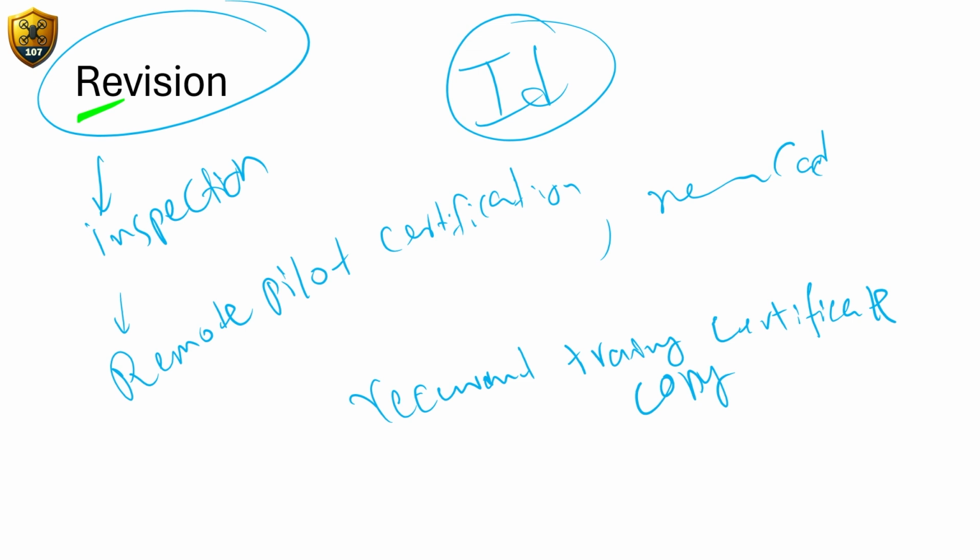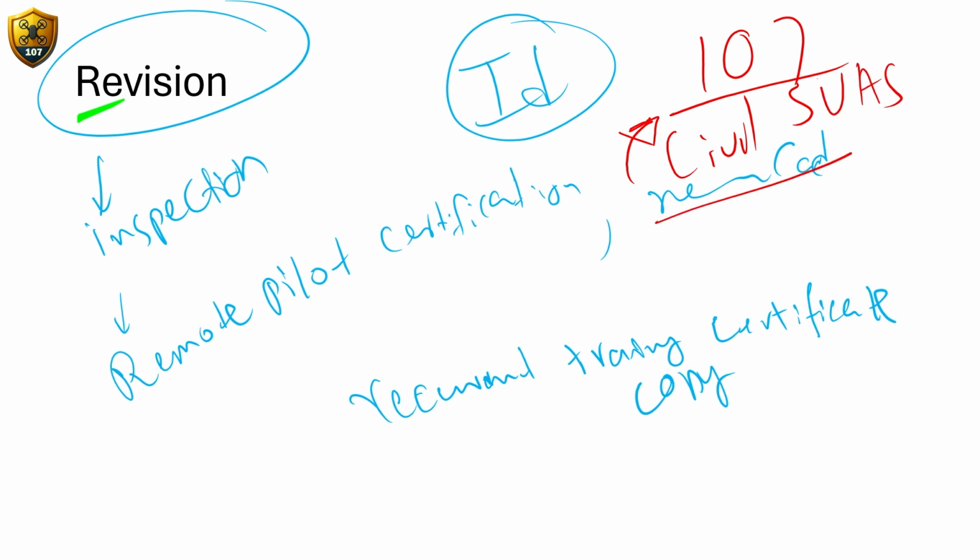So you have to provide these things upon inspection. And also one more important thing is under Part 107, as we discussed, you have to be compliant with Part 107 to be covered under it. It deals with civil, right? Remember the word civil. Small unmanned aircraft systems. Part 107 deals with civil small unmanned aircraft systems.